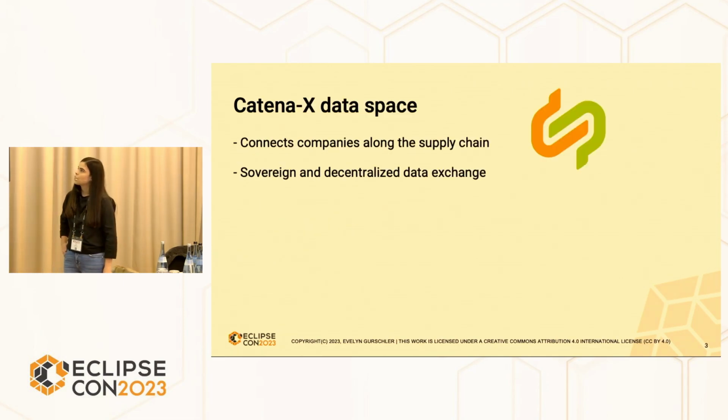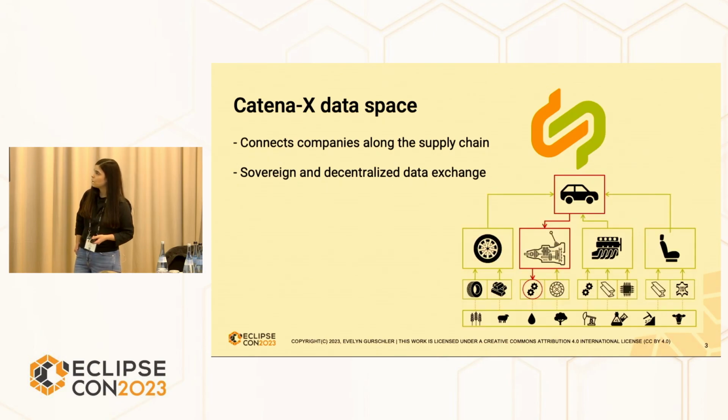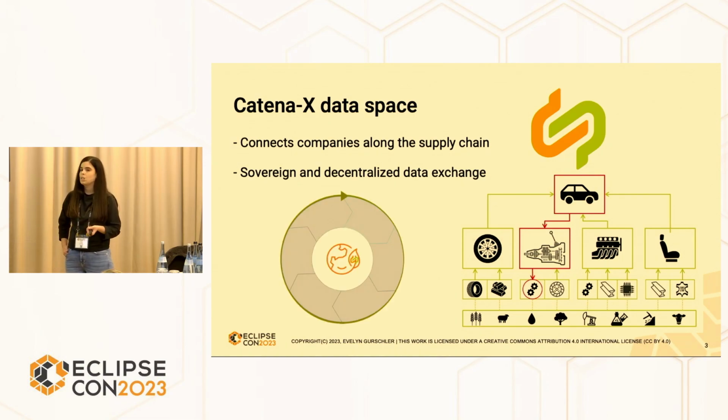So let's jump into the first topic, which is Catena-X. Catena-X is an open data ecosystem in order to increase the efficiency and transparency within the supply chain in the automotive sector. And it has a lot of solutions provided, like increasing the transparency along the supply chain in order to trace parts, for instance, but also in the areas of circular economy and sustainability.